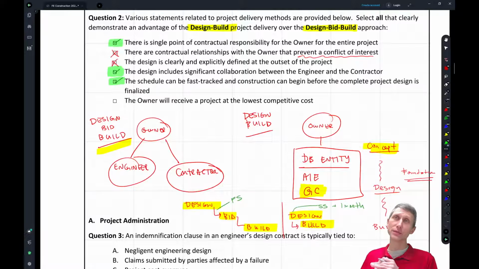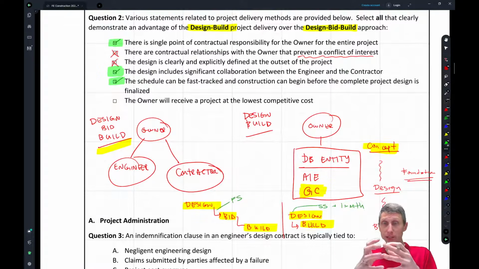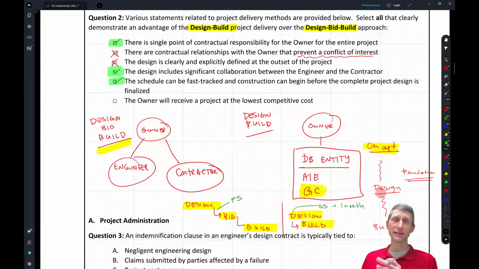The owner will receive a project at the lowest competitive cost. With design bid build, you have the idea here that you have one project, you know what this project is, you canvass multiple contractors, and you get the lowest qualified price. That's what you're doing with design bid build. You're getting the lowest qualified contractor to give their price. Design build, you don't even know what the final design is. So how can you get the lowest competitive price if you don't even know what the final design is?